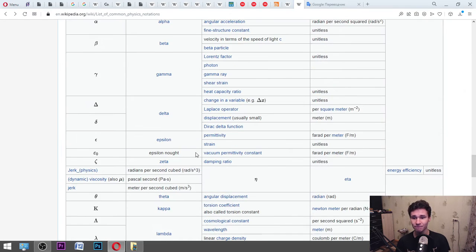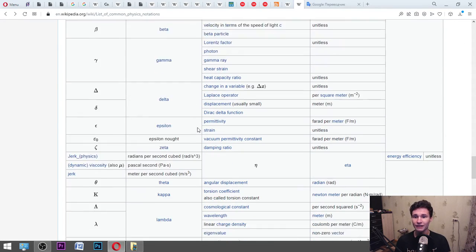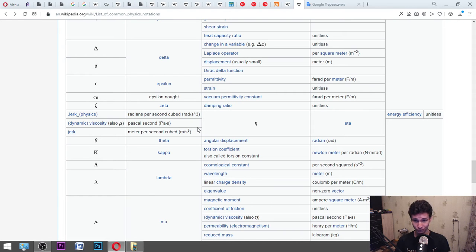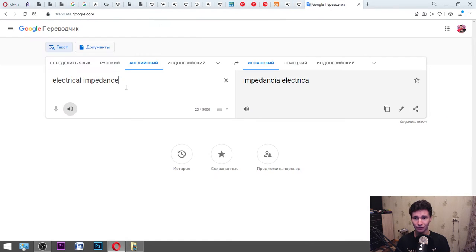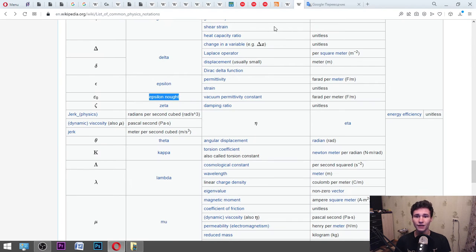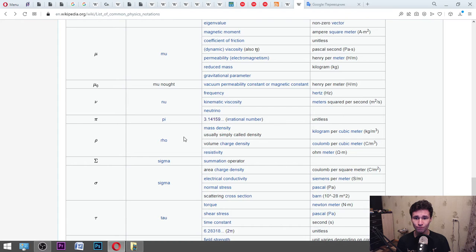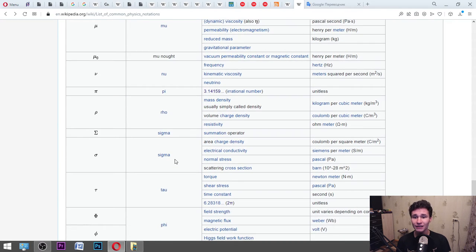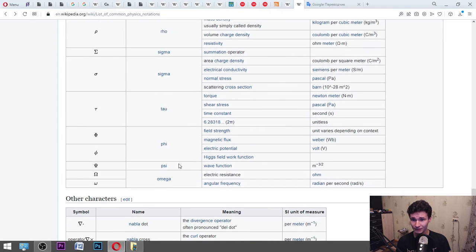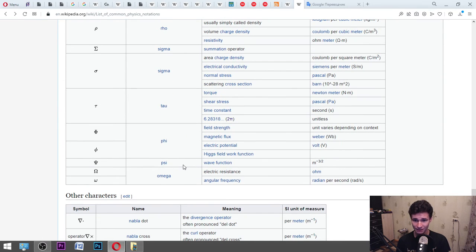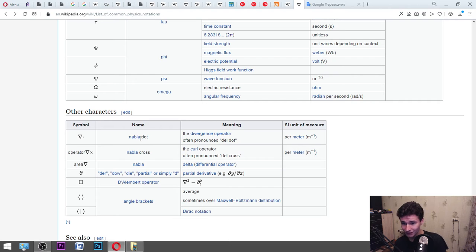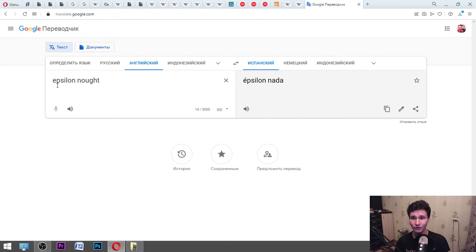Electrical impedance. Okay. Next, we have alpha, beta, gamma, delta, epsilon naught, zeta, radians per second cubed, pascal second, meter per second cubed, theta, kappa, lambda, mu naught, nu, pi, rho, sigma, tau, phi, psi, omega, nabla, dot. One moment, how can we pronounce it?